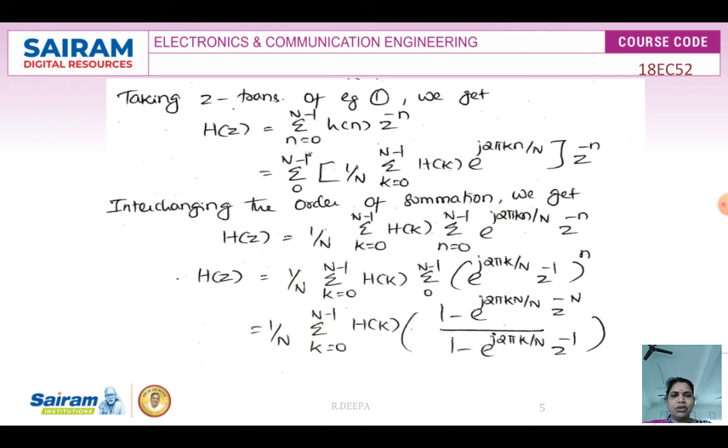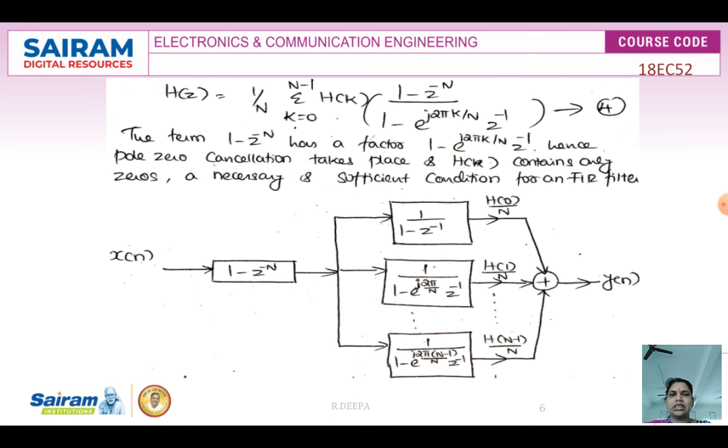So e power of j 2 pi k N by N, if you calculate its value, N will get cancelled, and e power of j 2 pi value is always 1. So 1 power of k, whatever the value of k, whether it is 0, 1, 2, 3, is going to be 1. So it is 1 minus 1 into z power of minus N divided by 1 minus e power of j 2 pi k by N into z inverse. This is the next step I have written, which is equation 4.